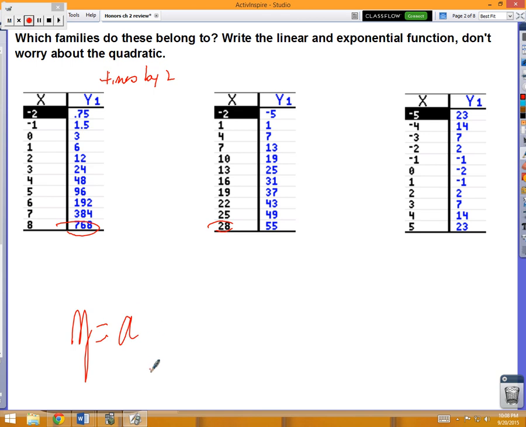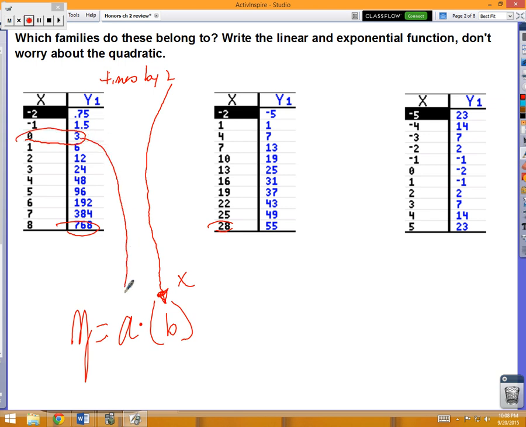So if it's exponential, we want it to fit y equals a times b to the x, and what we just found is b. We found the rate of growth, so it's doubling. a is our y-intercept. a is going to be 3. So we think we got a function. We think the function should fit y equals 3 times 2 to the x.